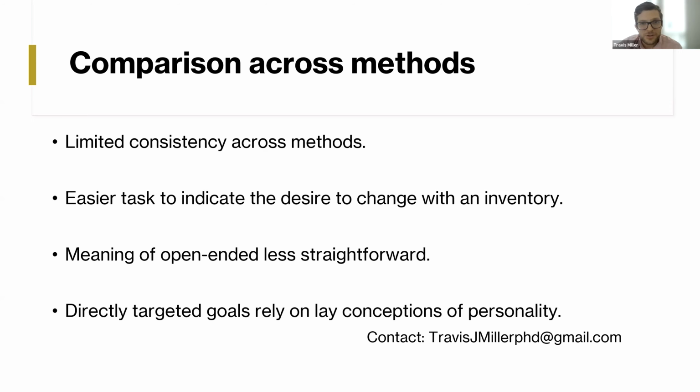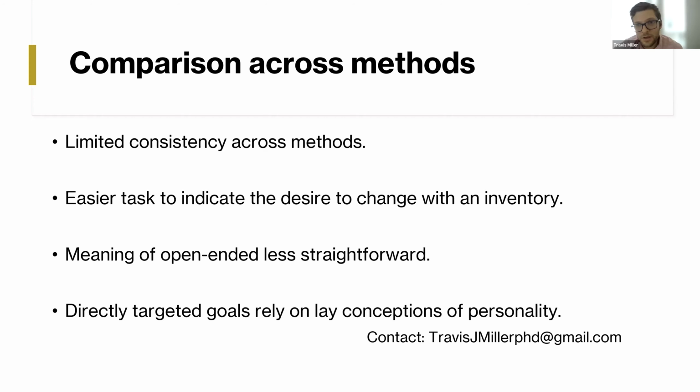And with the directly targeted personality change goals, the participant's personal definition of personality has undue influence on the results. For example, here, 27% of the goals provided by participants when asked for a goal to change their personality did not conform to what the judges thought was part of personality traits. So further research on the differences among these methods is needed.